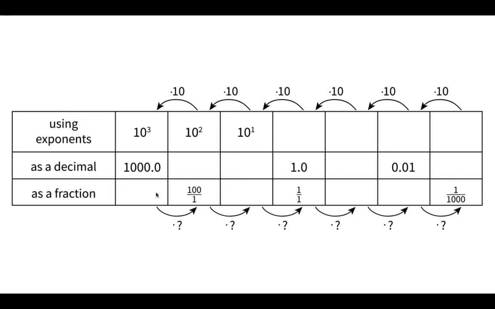We're asking you to fill in the blanks, doing each row going across. So we have using exponents. You can see we have 10 to the third, 10 to the second, 10 to the first, and then fill in the rest. As a decimal, we know that 10 to the third is 1,000. We're going to have to fill these in.